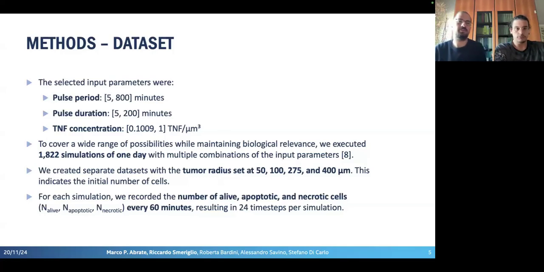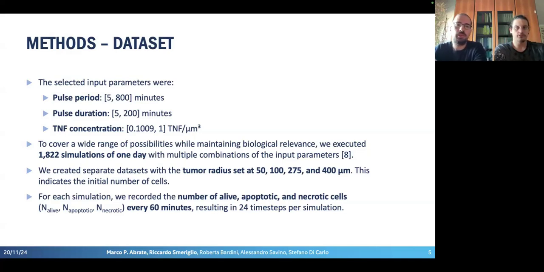Thank you, Riccardo, for the introduction. I will now go through the dataset that we built to train our surrogate model. In particular, we selected 3 input parameters that are useful to the PhysiBoSS simulator. And these are the pulse period that tells us the time interval between each TNF stimulation, the pulse duration, which tells us the duration of the stimulation, and the TNF concentration, which gives us the intensity of the TNF stimulation to the cells.